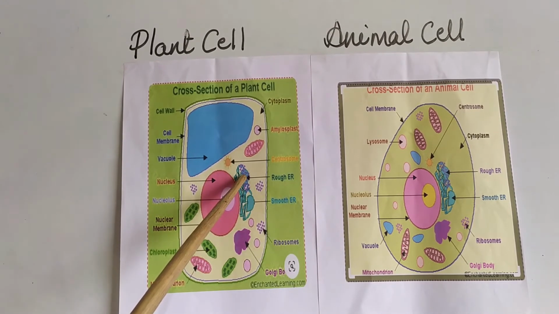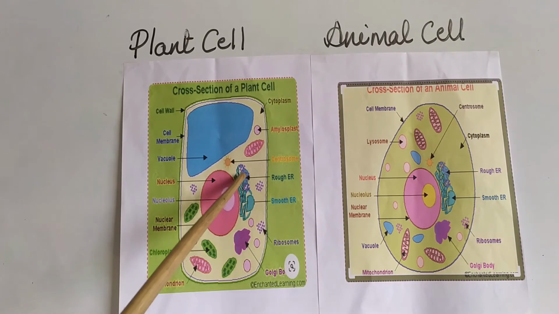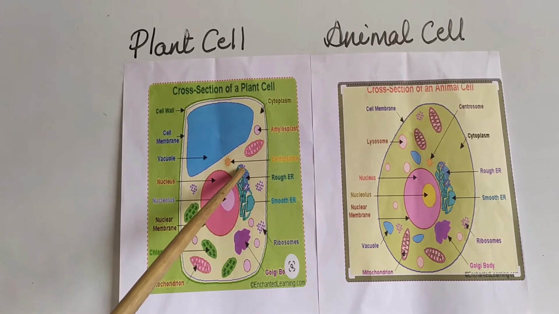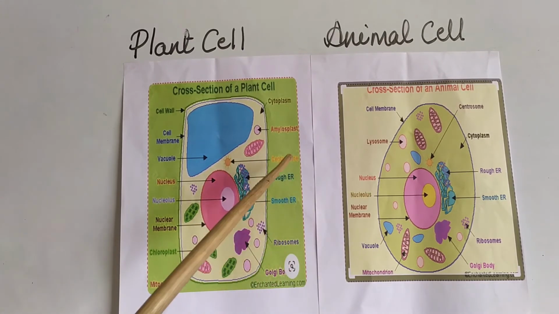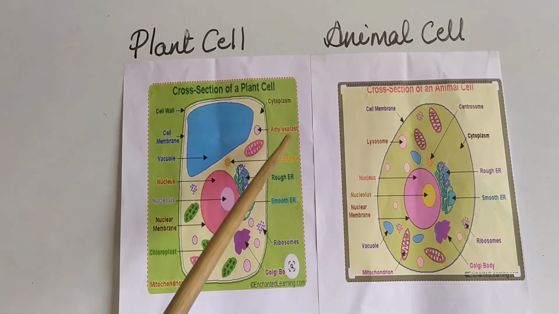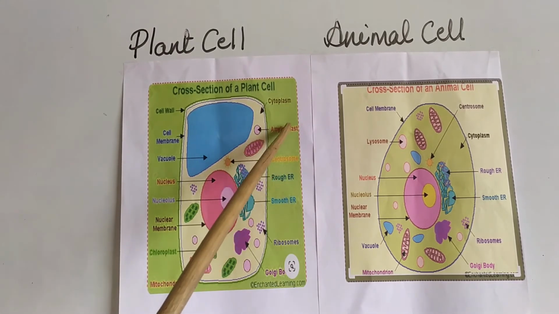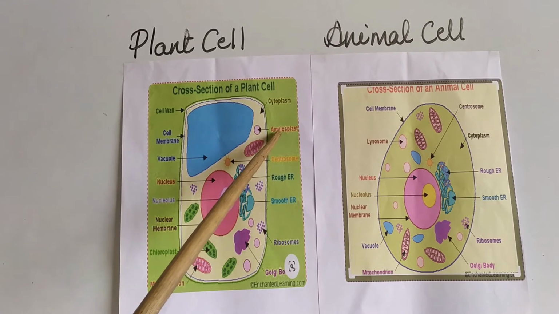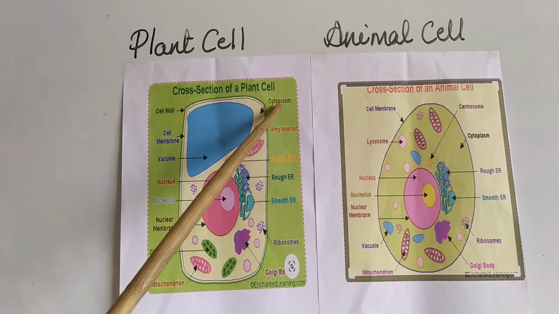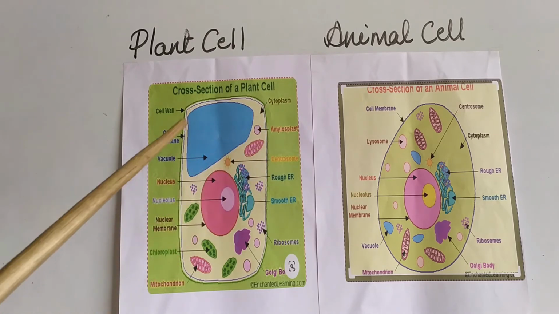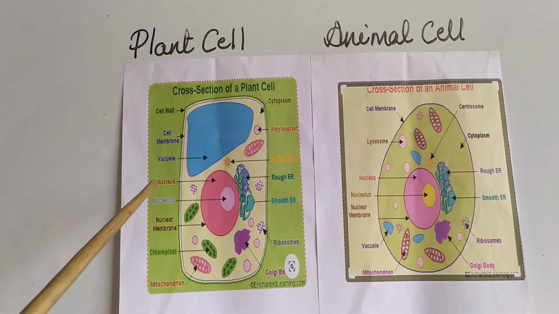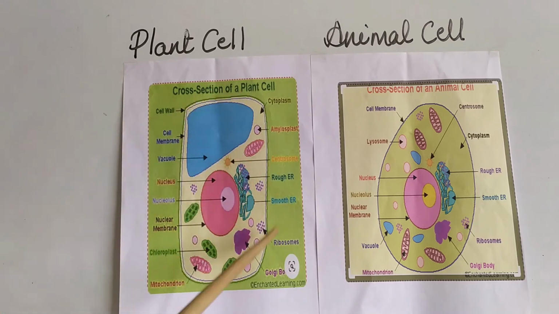Whereas in the rough endoplasmic reticulum, these pink dots, which represent ribosomes, make the endoplasmic reticulum rough. It has a centrosome. Then there are some other organelles also which we do not study, and it has a cytoplasm. What is cytoplasm? It is a fluid, jelly-like structure. So these are the components, or a cross section, of a plant cell.